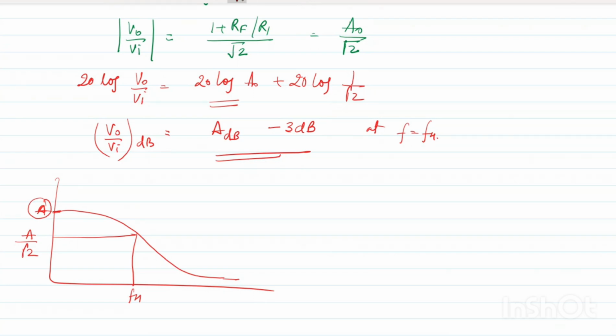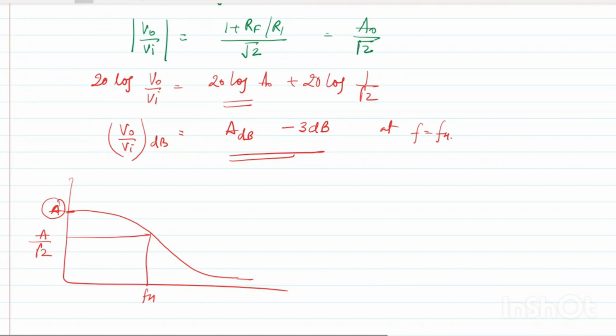Got it? Yeah, ma'am. And this we wrote on a general scale. If I write in dB, it is the same, like this: A by root 2. If we write in dB, it is A dB and this is A minus 3 dB. Is it clear? Yes, ma'am.